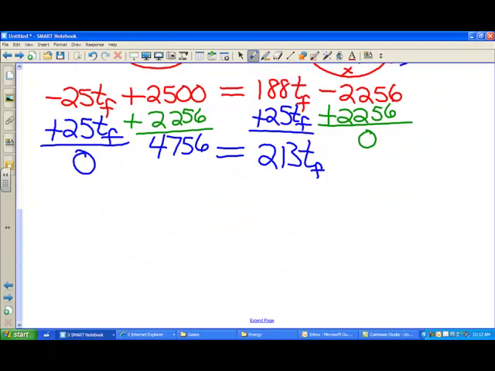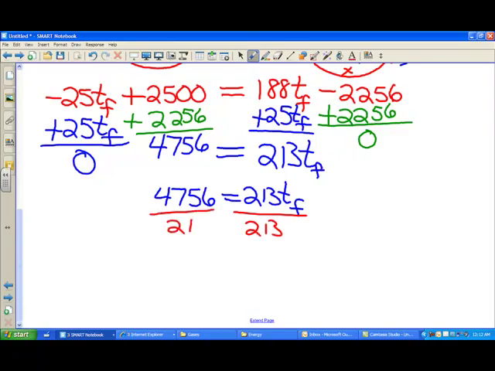Now, I'm just going to bring this down here. I have 4,756 equals 213 TF. That's what I have left. I want to solve for TF, so I'm going to divide both sides by 213 because I want the TF by itself. So the T final then for this is 22.3, and it's degrees Celsius.